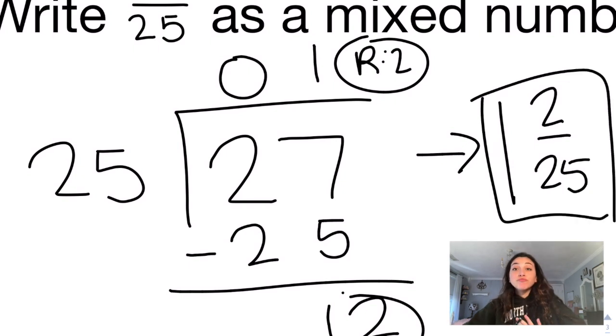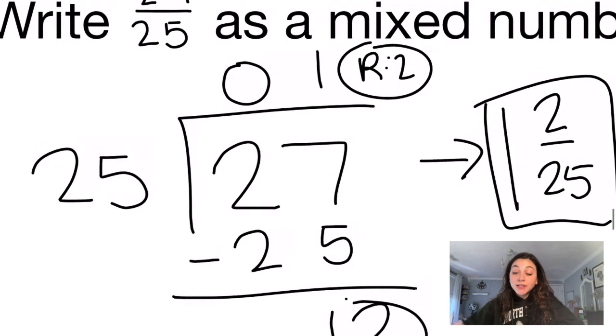And that is how you go from improper fractions to mixed numbers and vice versa.